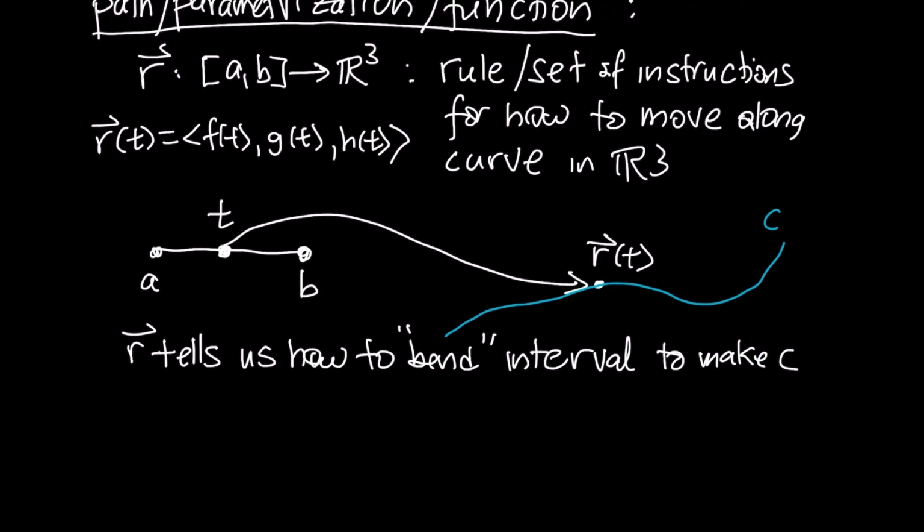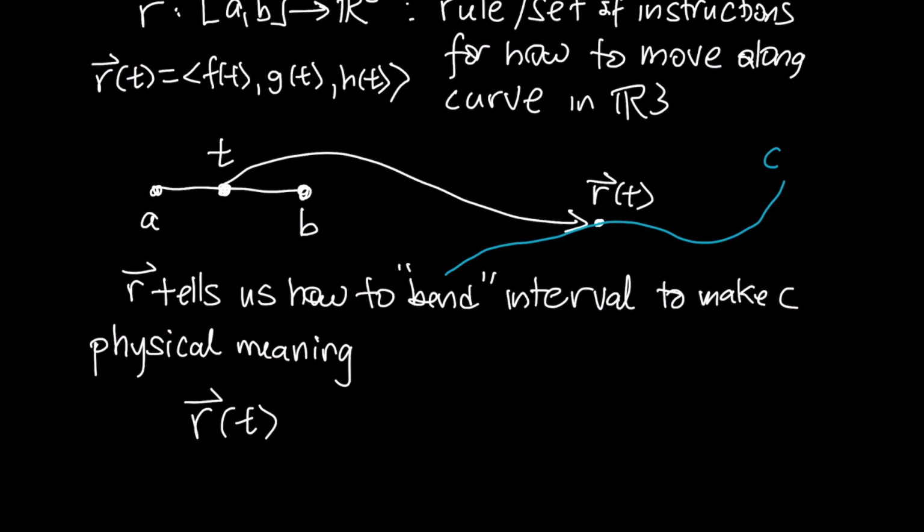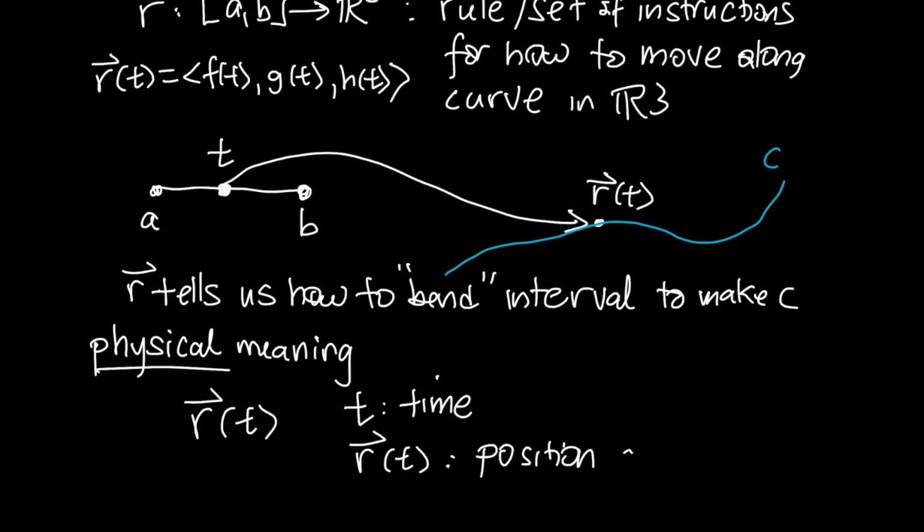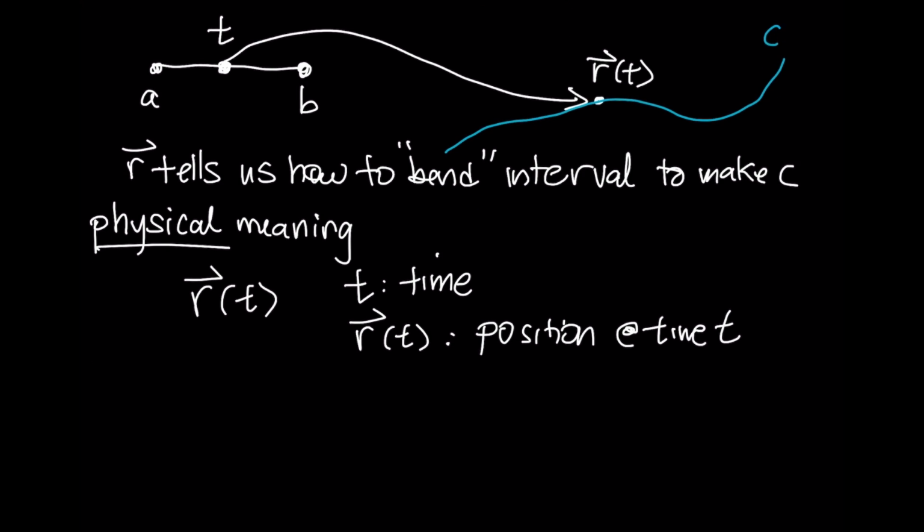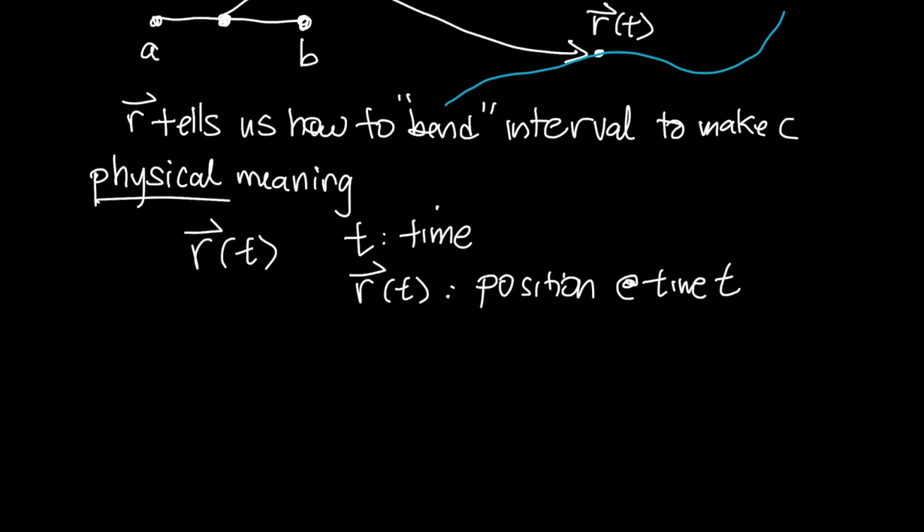So to begin with, in a physical interpretation, t will represent time. This vector r of t will represent position at time t. We're going to introduce several vector quantities. Now, you may recall from physics that displacement is a vector.